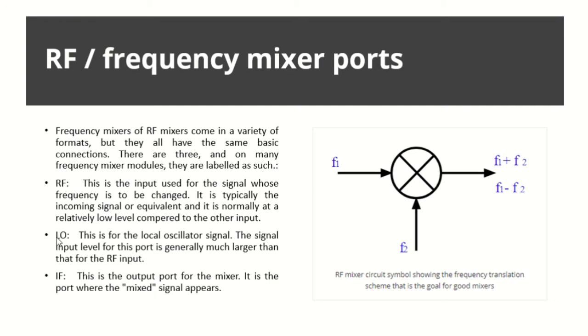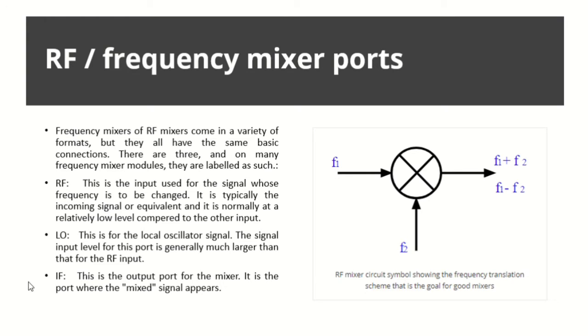And then we have LO. LO adalah local oscillator signal. The signal input level for this port is generally much larger than for the RF input. So ni adalah local oscillator ataupun LO lah. So selalunya dia daripada bawah lah, dia punya arrow daripada bawah. So this is the LO, then usually the frequency of the LO is much larger than the RF.